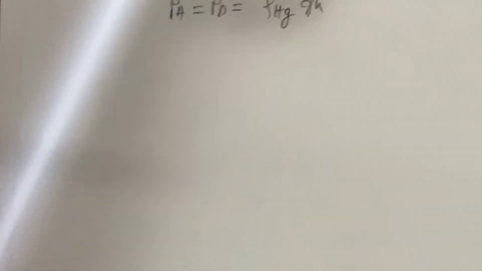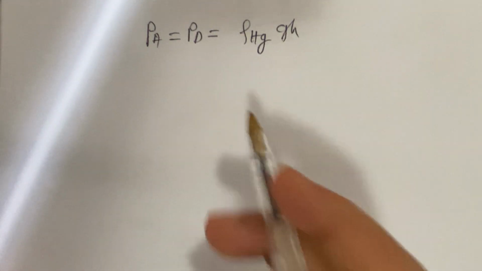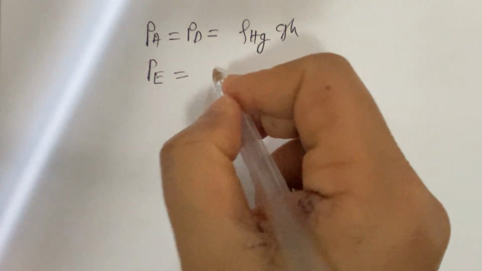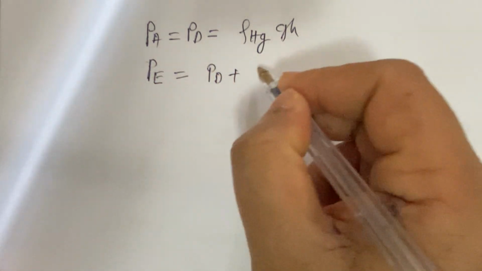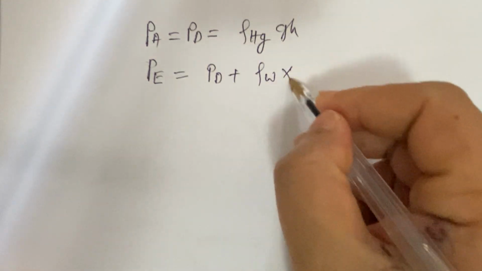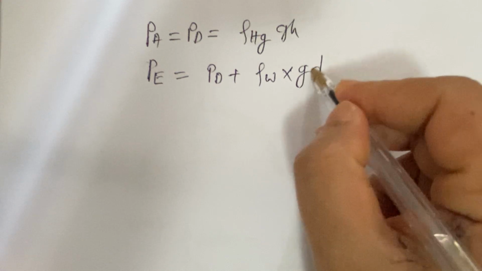Let me write it down and then it will be clear for you. So we can say the pressure at E equals the pressure at D plus the density of water, I'll write just W, times gravity and the depth.